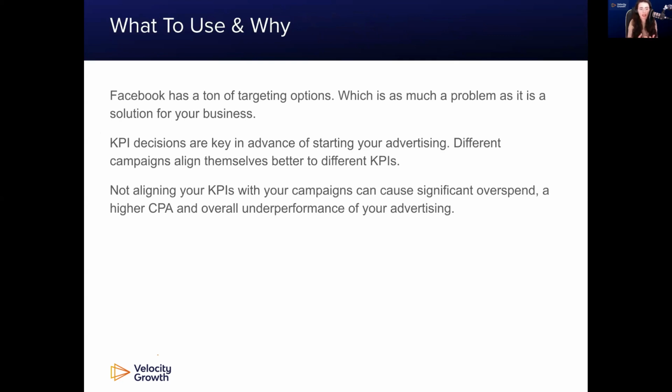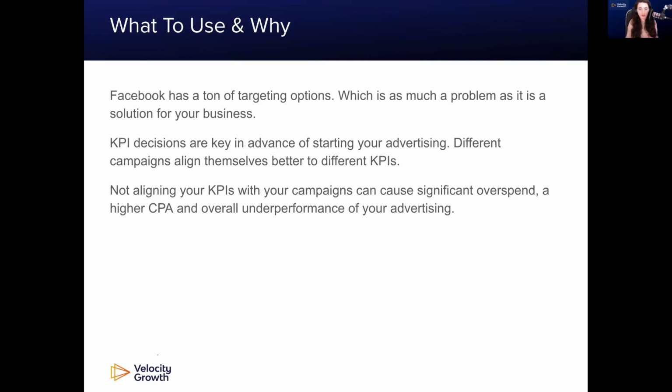So your KPI decisions are key in advance of starting your advertising. You need to know what your goals are. Different campaigns align themselves better to different KPIs. So not aligning your KPIs with your campaigns can cause significant overspend, a higher cost per acquisition, and overall underperformance of your advertising. So you want to be thinking about Facebook in terms of what is my goal.